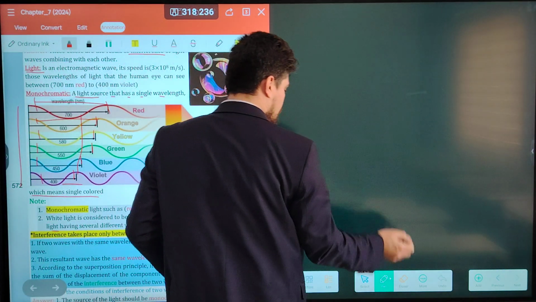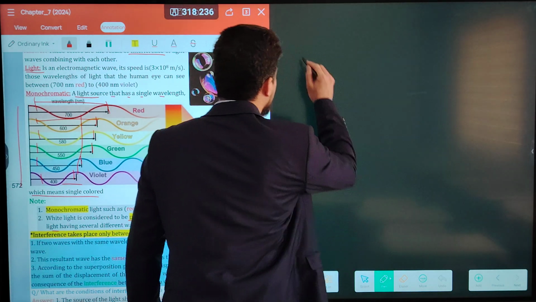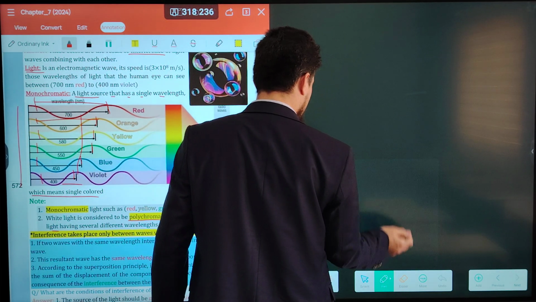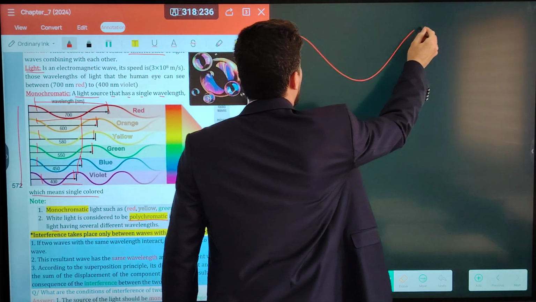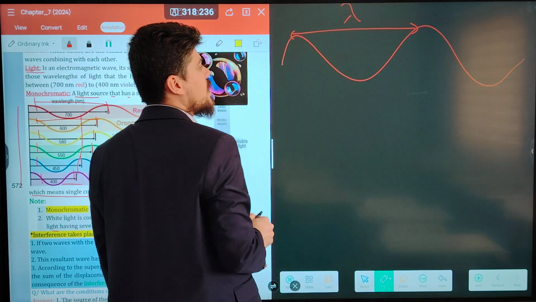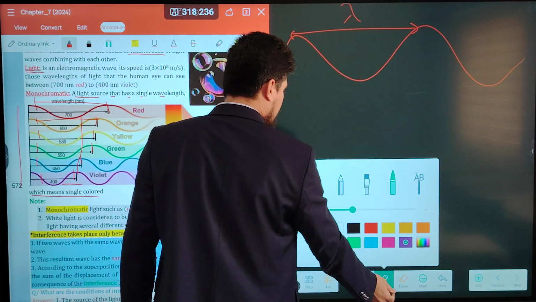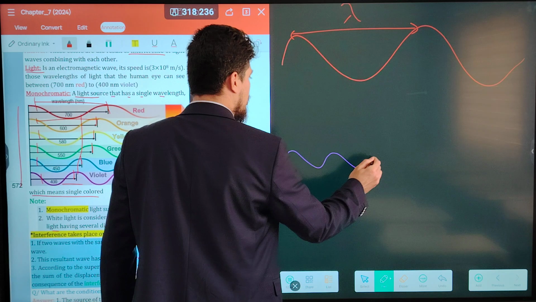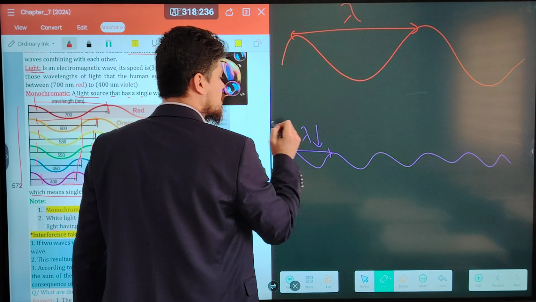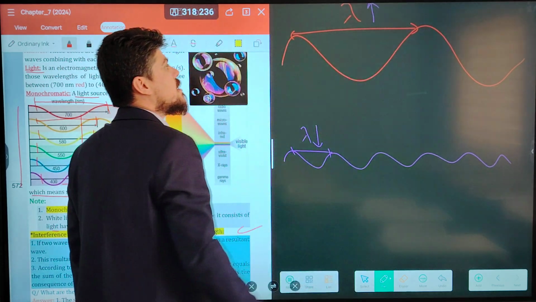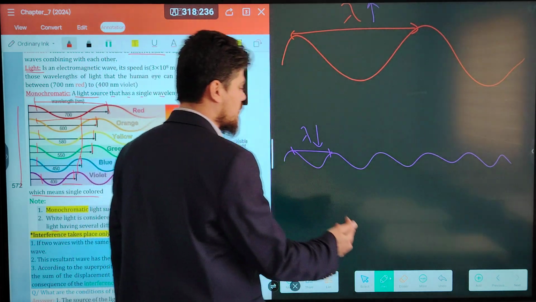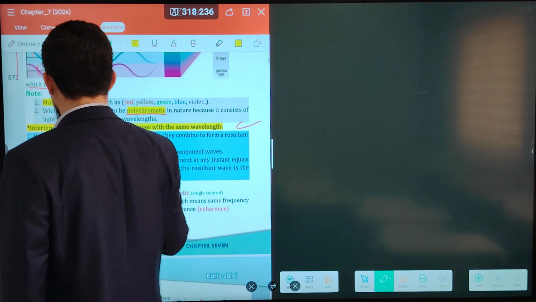For example, the wavelength of the red light. Assume that this is red light, largest wavelength. But violet has more frequency, but less wavelength. This is the longest wavelength, this is the shortest wavelength. So this is the difference in wavelength between these two colors.